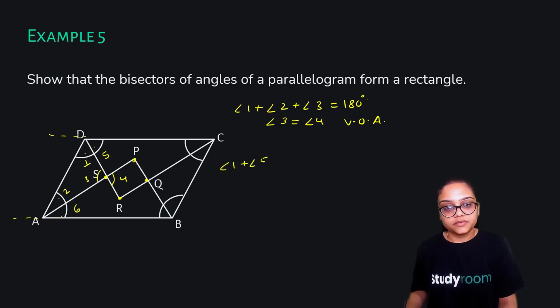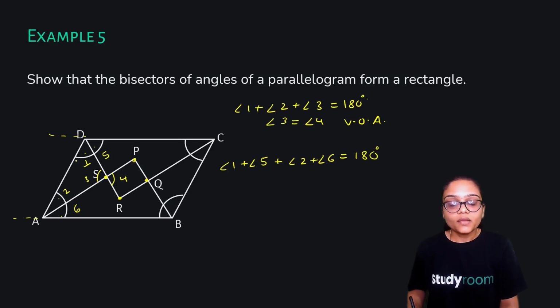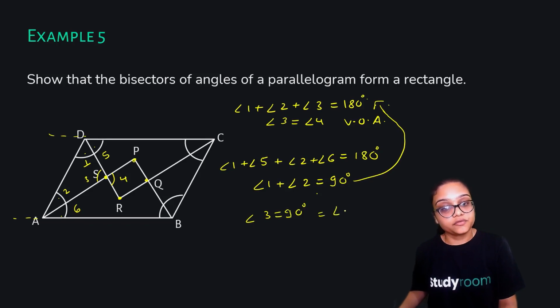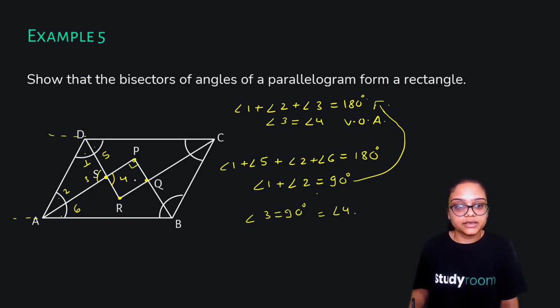How? Because I'm just writing this too. So angle 1 plus angle 5, that means the whole angle, plus angle 2 plus angle 6 is equal to 180 degrees, because they are interior angle supplements of AB parallel to CD with AD as transversal. Correct? So we'll halve it and we'll draw the conclusion that this is equal to what? 90 degrees. Now just put this equation here and you will find angle 3 equals 90 degrees, which is equal to angle 4. In a similar fashion, you can find that every angle of this PQRS is 90 degrees.